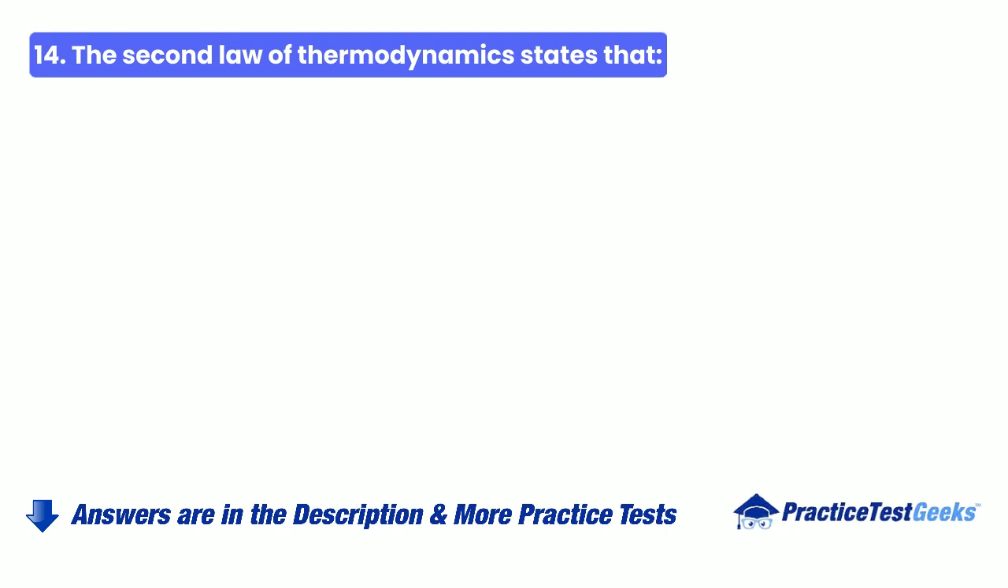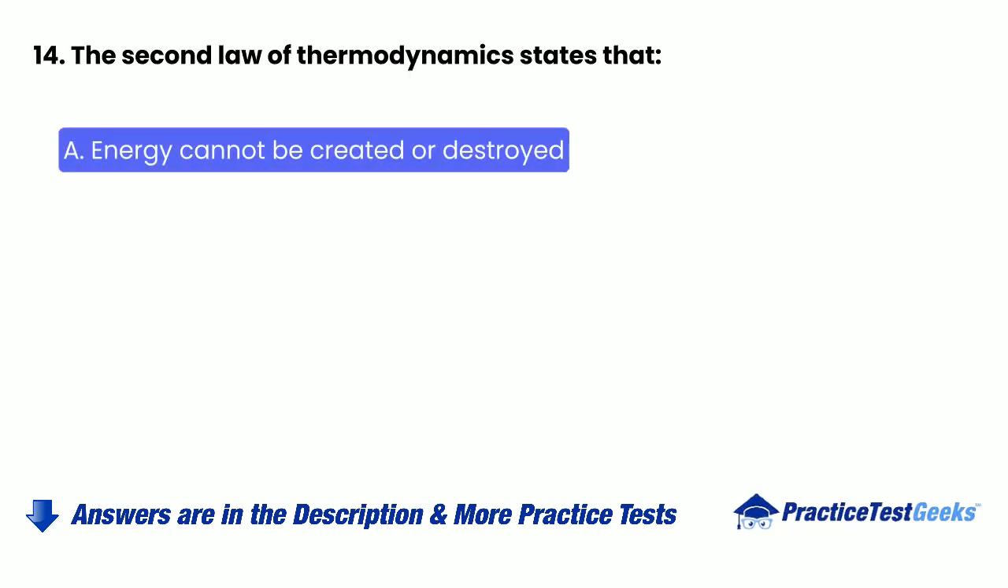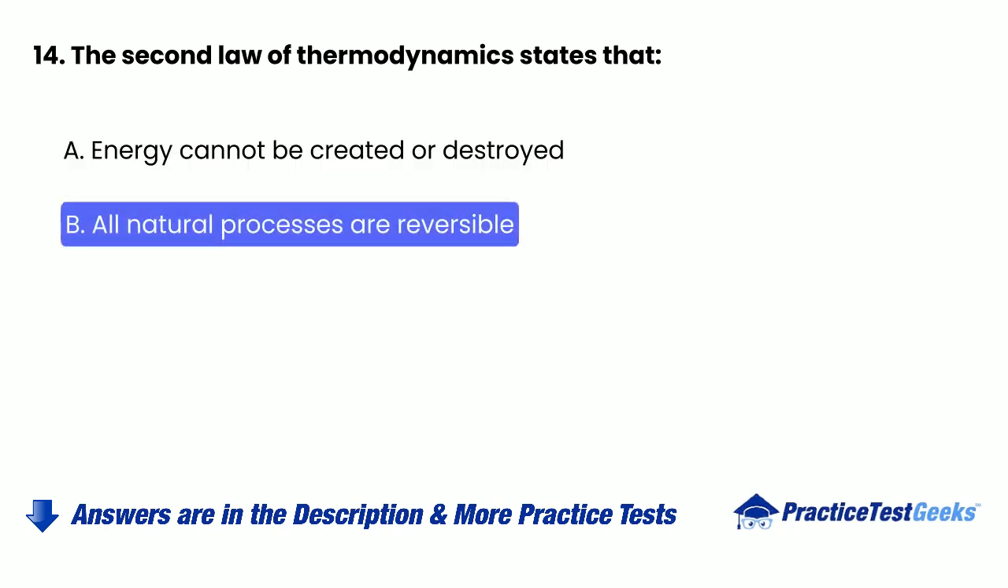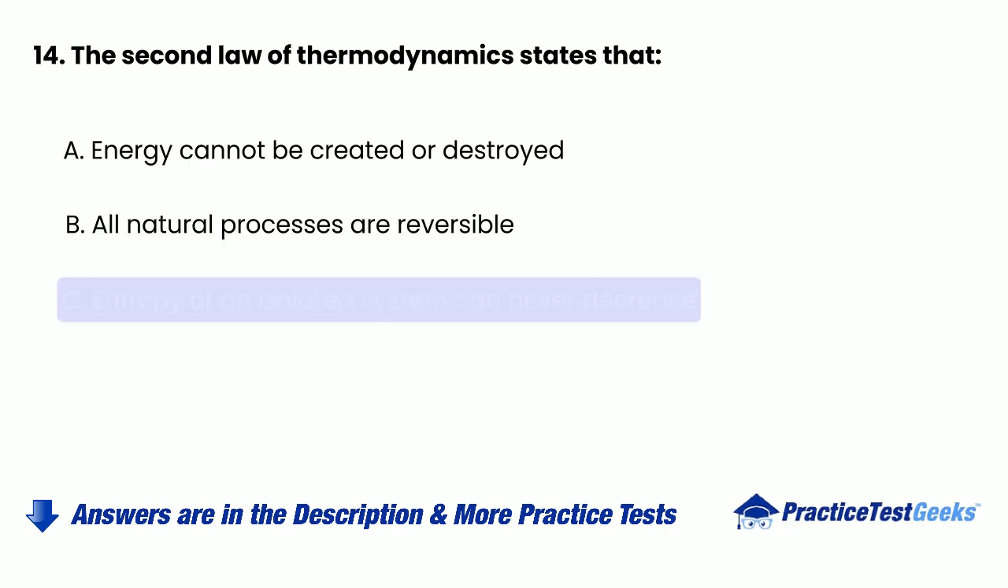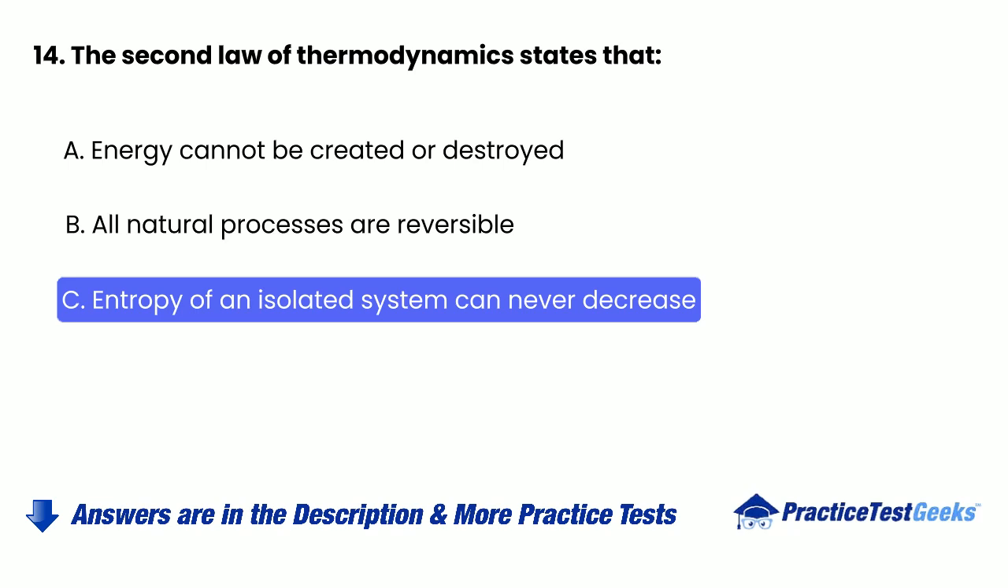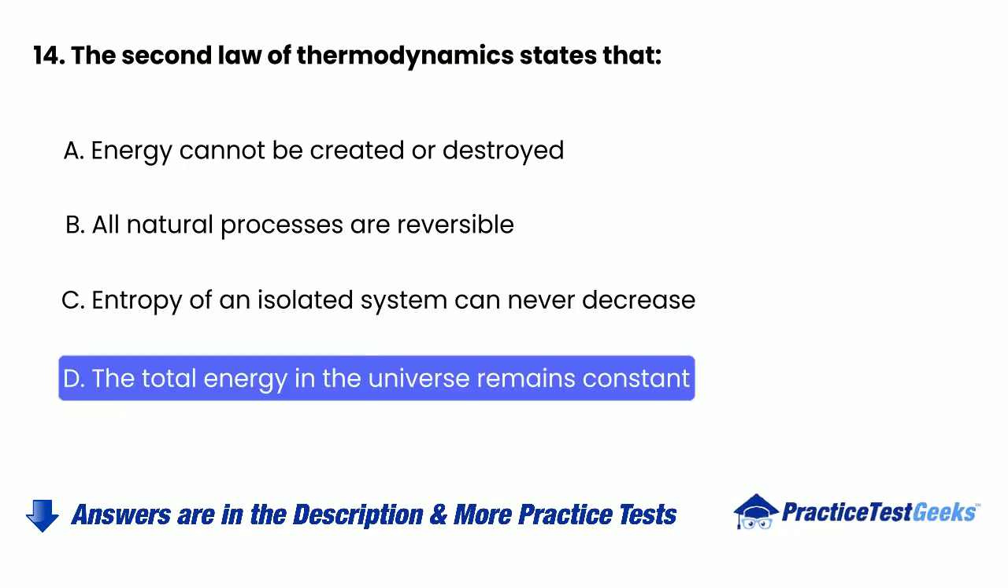14. The second law of thermodynamics states that A. Energy cannot be created or destroyed. B. All natural processes are reversible. C. Entropy of an isolated system can never decrease. D. The total energy in the universe remains constant.